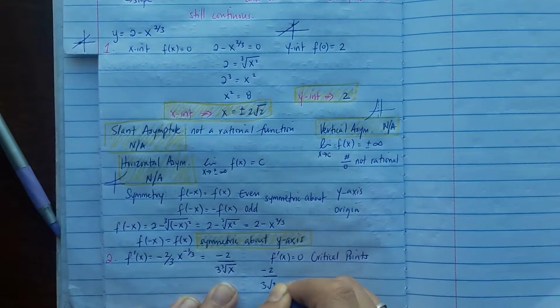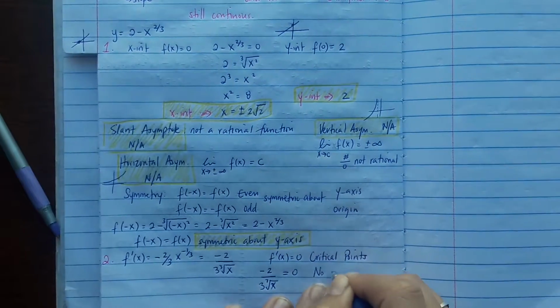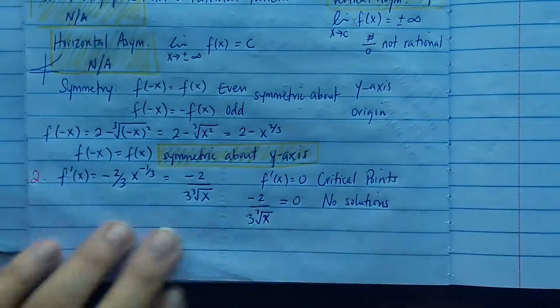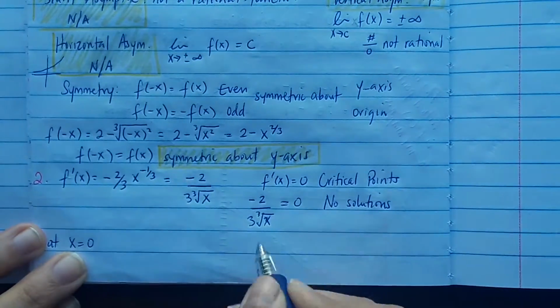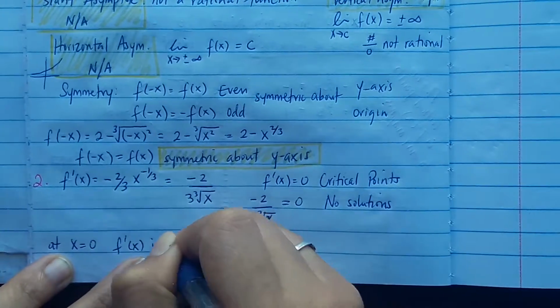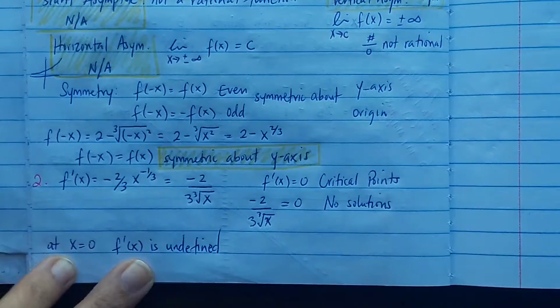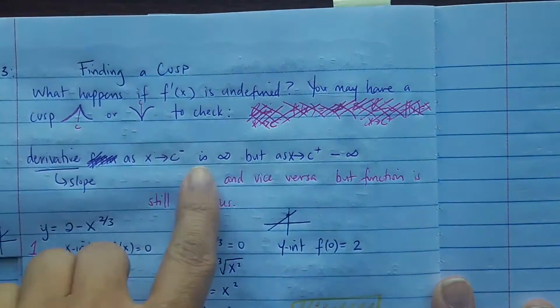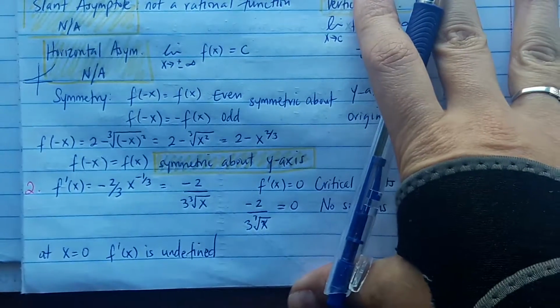Remember, for a rational function, if the rational function is equal to 0, the top is equal to 0. Negative 2 is not equal to 0, therefore there's no solution for critical points. So here's the problem. It's not defined at x equals 0, because when x equals 0, you're going to have negative 2 over 0, which is undefined. So the derivative is not defined. If that happens, then you might have a cusp, but it's only there if it's continuous.